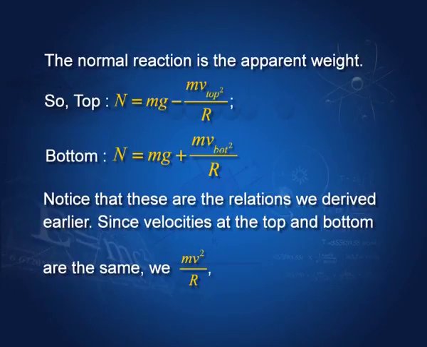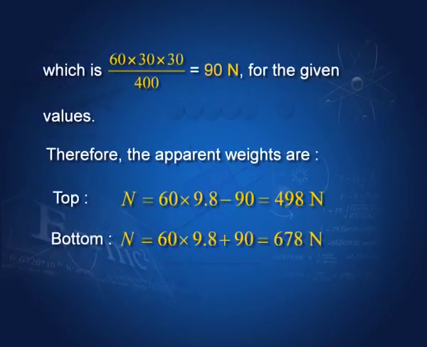So, just substitute the values of the velocity at the top, velocity at the bottom, the weight of the person, the radius of the hill, and we get the apparent weight at the top is 60 into 9.8 minus 90 newtons, which is 498, and at the bottom it is 60 into 9.8, our own weight, plus that due to centripetal force, which is 90 newtons, and it is therefore 678 newtons. So, the person feels lighter at the top of the hill and heavier at the bottom of the hill. You must have experienced this.